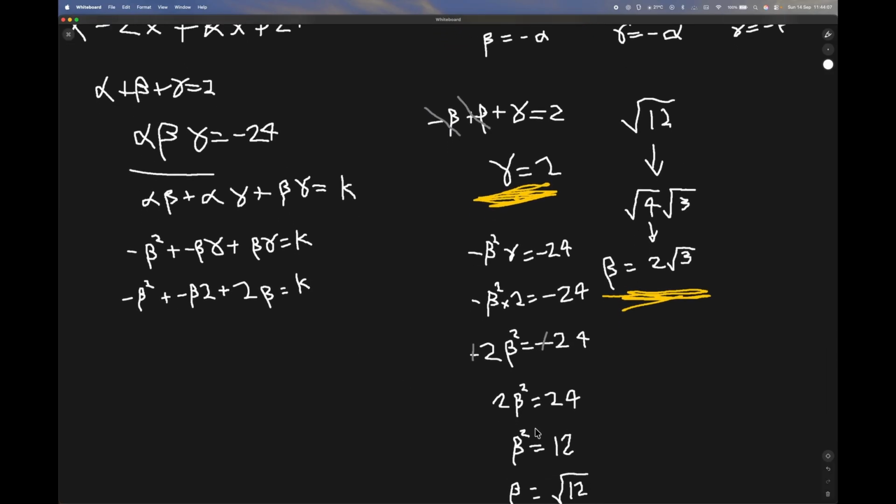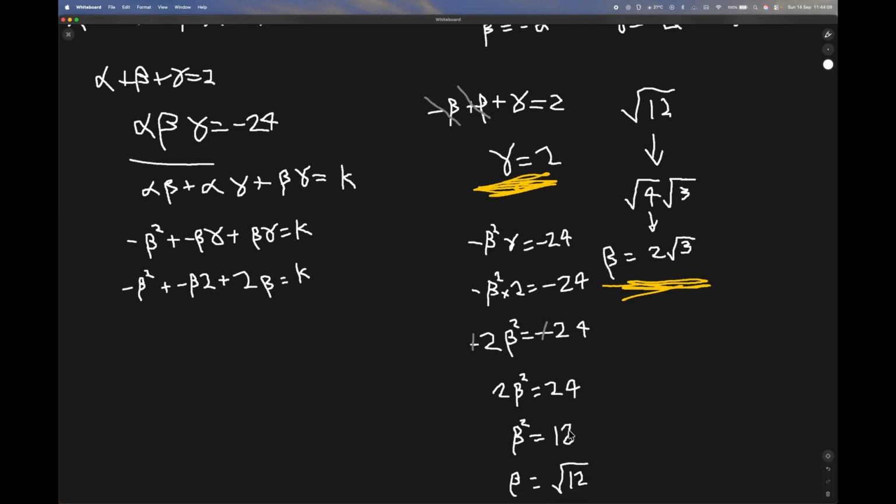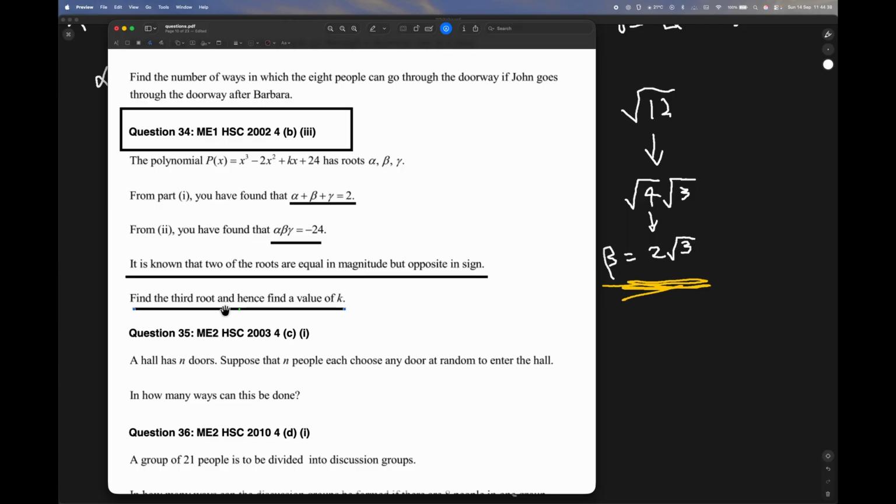So beta squared is equal to 12. So we can just go negative 12 there, minus 2 beta. Oh, look at this. Get even smaller. Minus 2 beta and plus 2 beta will cancel out. So negative 12 is equal to k. K is equal to negative 12, the third root of k.